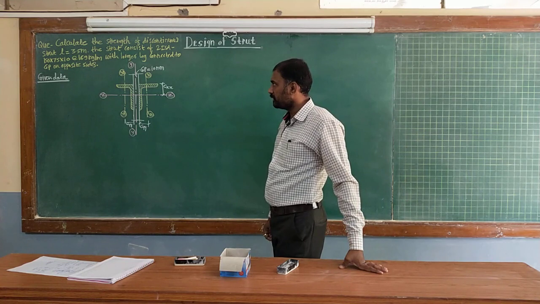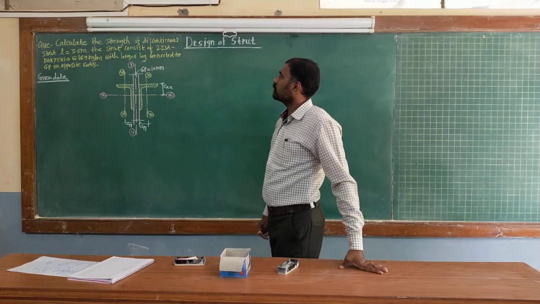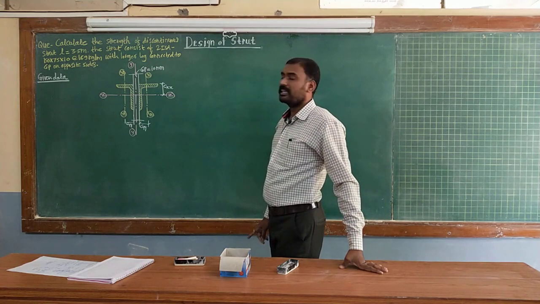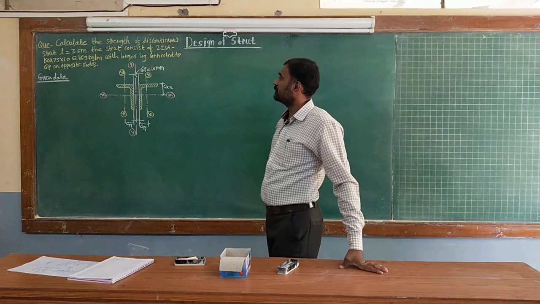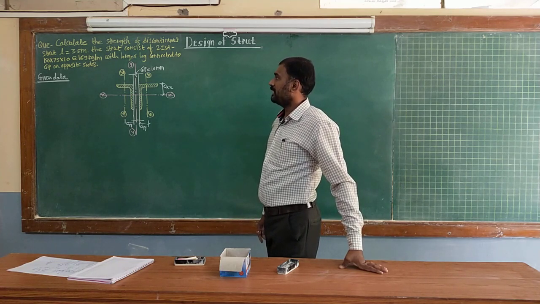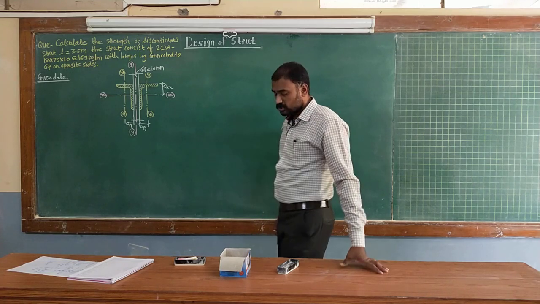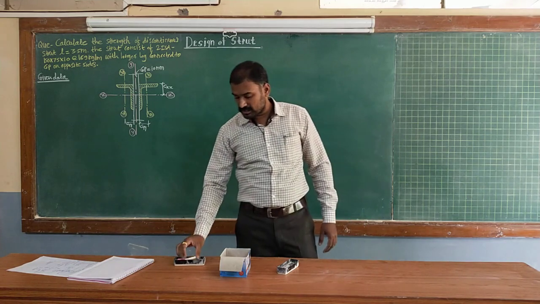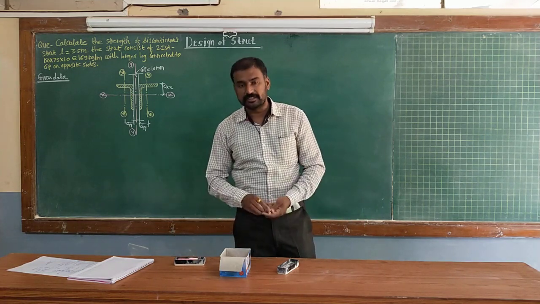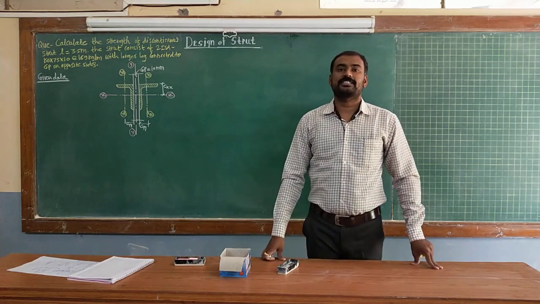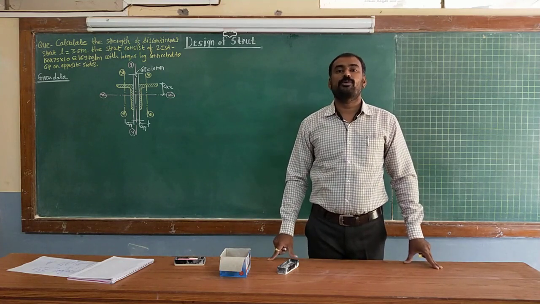length 3.5 meter. The strut consists of two ISA Indian standard angles. Again, both the angles are unequal angle sections, 150, 75, 10 at the rate of 16.9 kg per meter, with the longer leg connected to the gusset plate on both the sides. So the basic difference you need to understand between the previous and this problem is that for single angle sections you need to go with the lambda equivalent value.